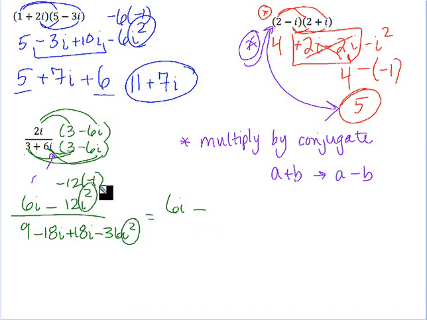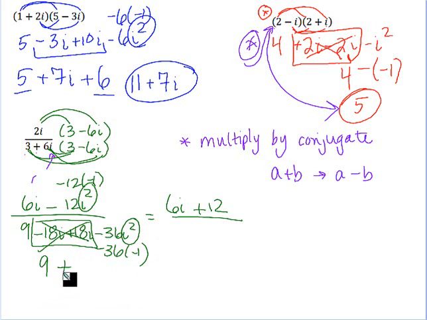12 times the negative 1 would become a plus 12 over negative 18i plus 18i cancel. And then our minus 36 times the negative 1 would become a plus 36. And 9 plus 36 is 45.